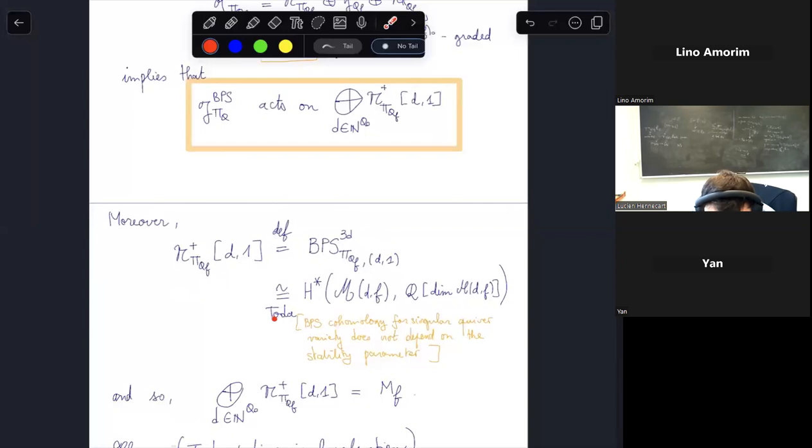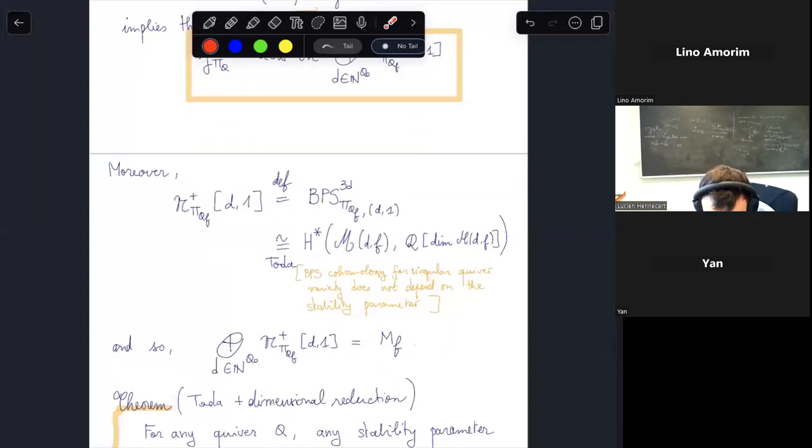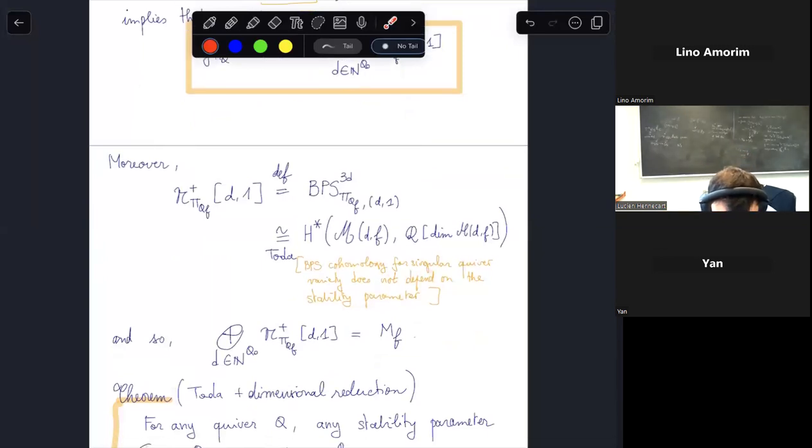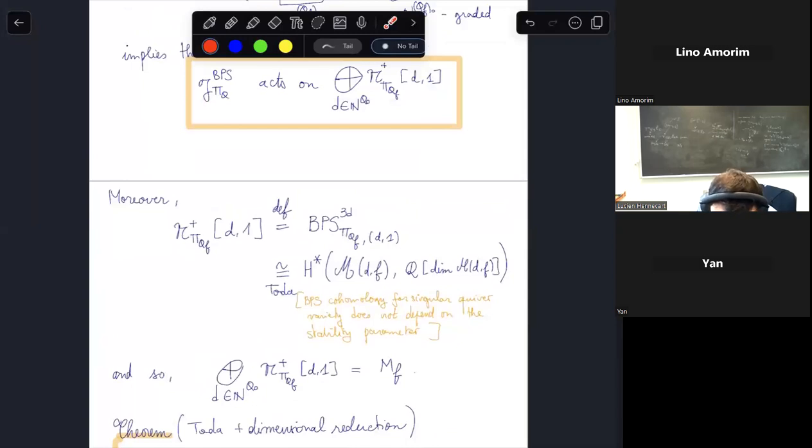And this is due to Toda, how to pass from smooth to singular quiver variety. I'll come back to it in a second. But the upshot is that the BPS cohomology for singular quiver varieties doesn't depend on the stability parameter. If you do variation of GIT and you construct the BPS sheaf, you take derived global sections, then you always get the same thing. And so this direct sum on which the BPS algebra acts is exactly what is now called NF, the direct sum of the cohomology of smooth Nakajima quiver varieties for the framing vector F.